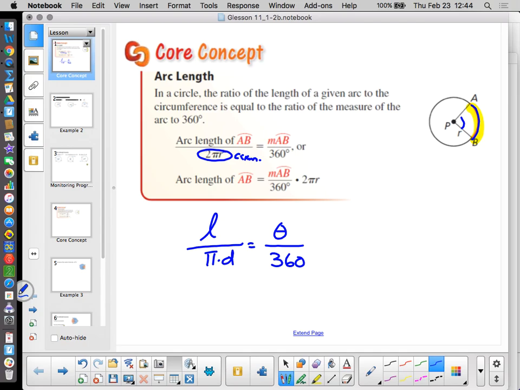Now, this is pretty straightforward and it really makes sense. Because, for example here, if this angle represents 1/4 of the circle, a 90-degree angle, then we'd expect this arc length to be 1/4 of the circumference. If it was 1/8 of the circle, we'd expect the arc length to be 1/8 of the circumference. So it's proportional, and that proportion makes sense.